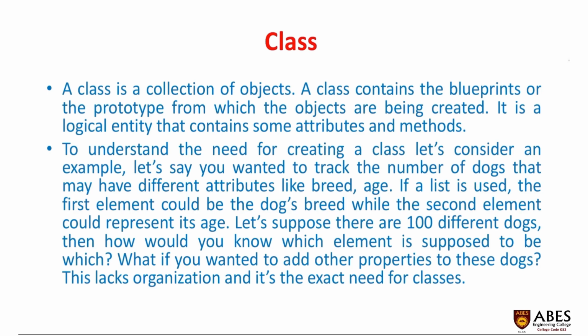You may have defined attributes like breed and age. If a list is used, the first element could be the dog breed, while the second element could represent its age. Let's suppose there are different types of dogs. How would you know which element is supposed to be which? What if you want to add other properties to these dogs?